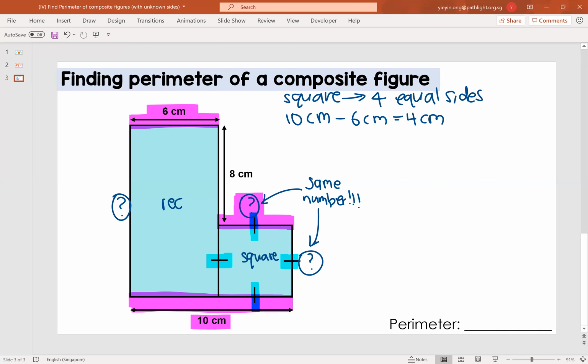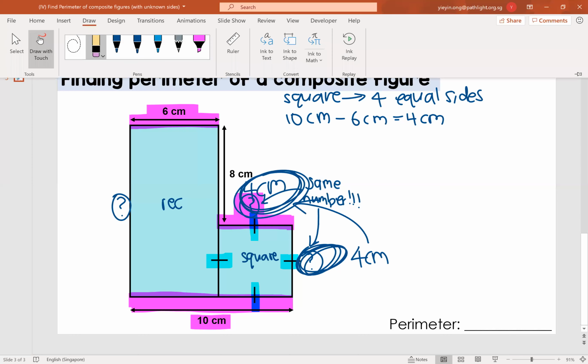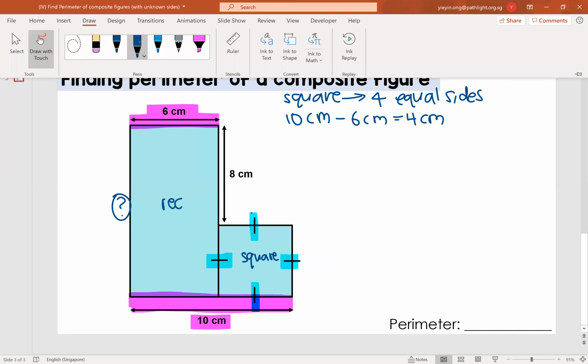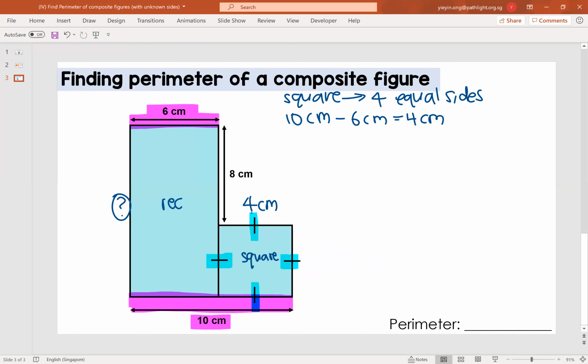centimeter. So if this side of the square is 4 centimeter, what about the right side? It will also be 4 centimeter. It will also be the same as the other side. So I'm just going to erase this and write 4 centimeter to make it neater. Okay, so now we know that the side of the square is 4 cm and 4 cm.